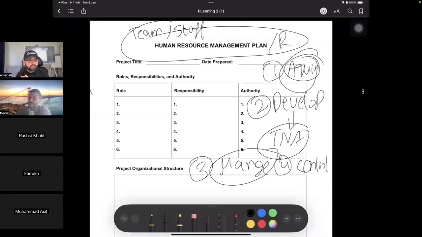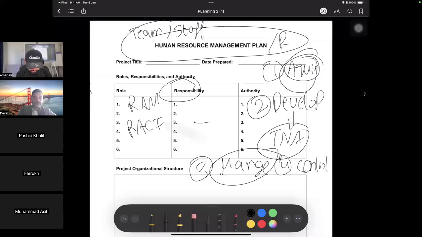Clear to everybody, right? Then we have RAM in it. Who is responsible for something? And of course, RACI. What do RAM and RACI stand for? Put it in the chat box, guys.